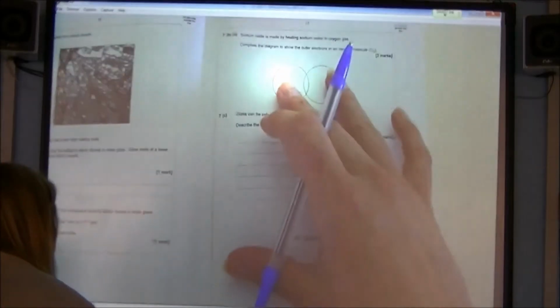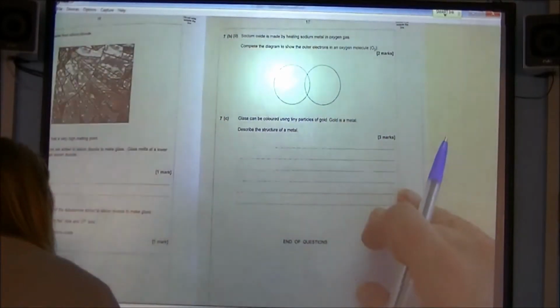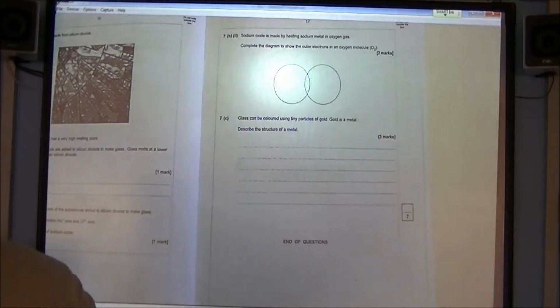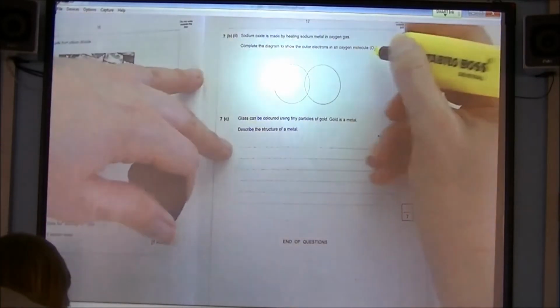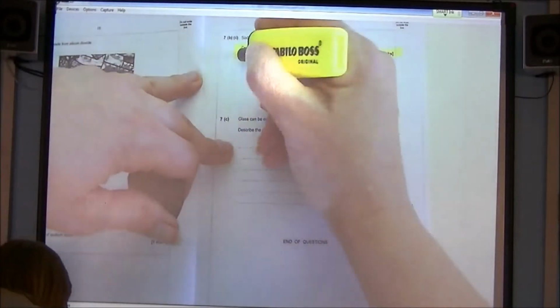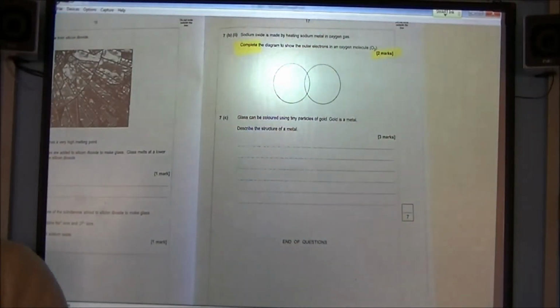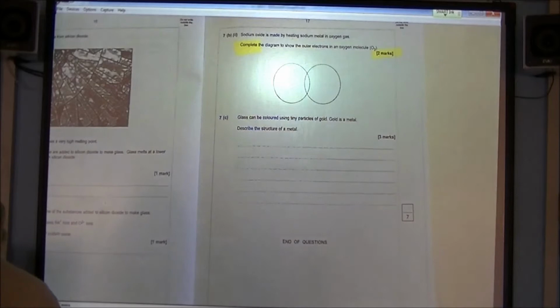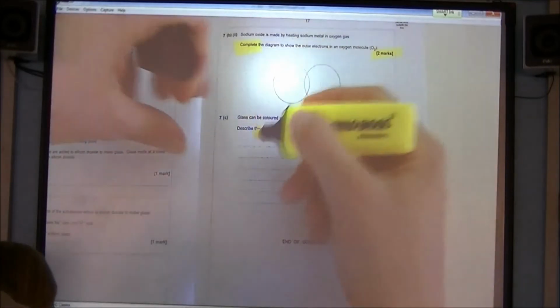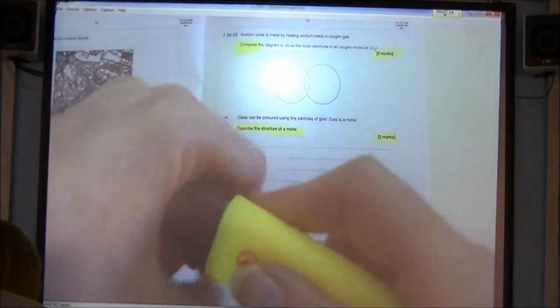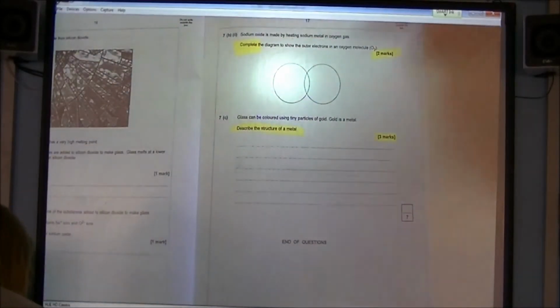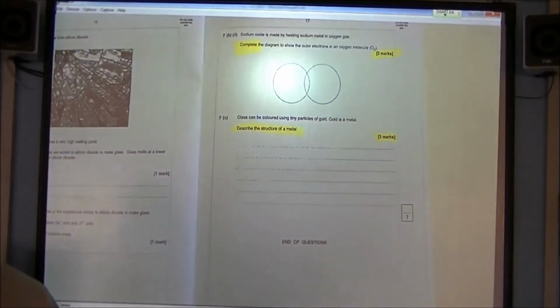So this question, again, exactly the same. We haven't got a written space. We haven't got any lines. Loads of students miss this question completely. There's the command word complete. There are the 2 marks. The next question starts here. Describe the structure of a metal, and there's 3 marks. So if you skip straight to here and you just skim over this and you don't pay attention to the diagram, you'll miss out on those 2 marks.